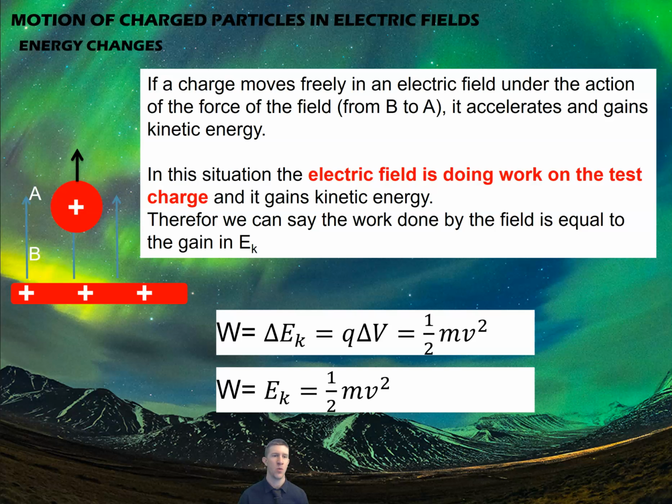So if the work done is equal to the change in kinetic energy, we can say that the kinetic energy change is Q delta V, which is the work, and that's equal to half mv squared, which is just the kinetic energy formula. So now we've got an expression for work in terms of kinetic energy and also work in terms of a charge and a potential. These two formulas are very important for solving problems.